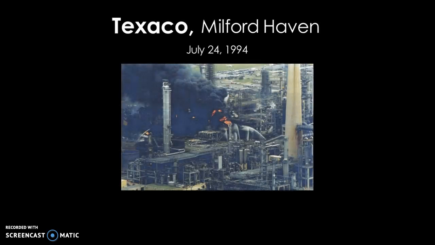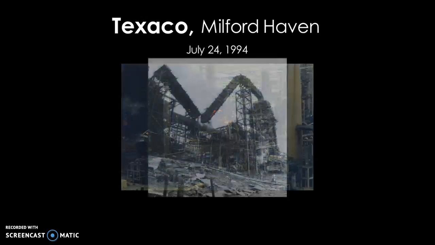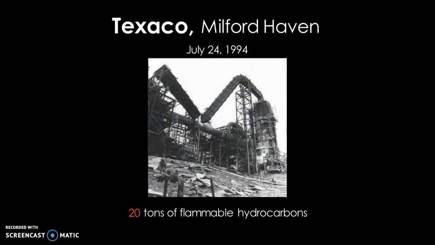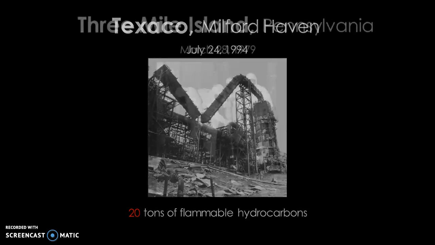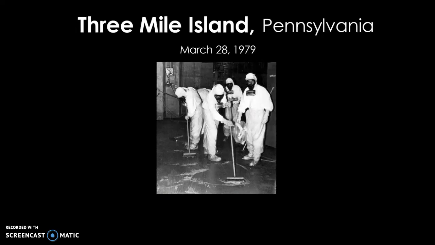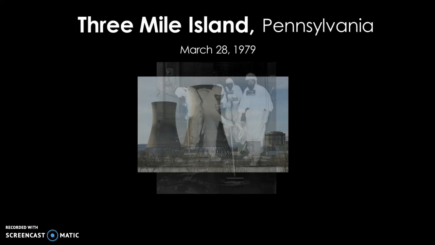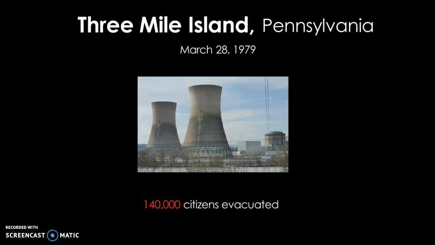Safety incidents began appearing across the globe. In Milford Haven, 1994, an explosion occurred at the Texaco refinery when 20 tons of flammable hydrocarbons escaped the knockout drum, forming a vapor cloud that eventually found a source of ignition. In Pennsylvania in 1979, the 3 Mile Island Unit 2 reactor partially melted down and released radioactive material, causing the evacuation of 140,000 citizens and a cleanup cost of approximately $1 billion.